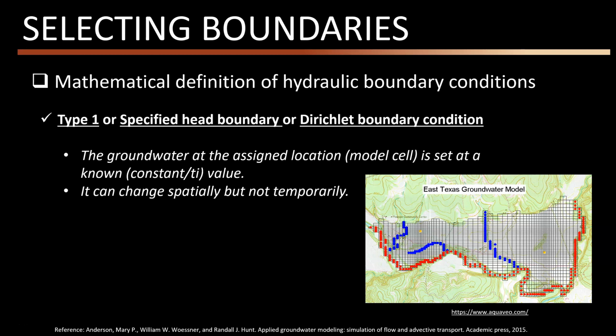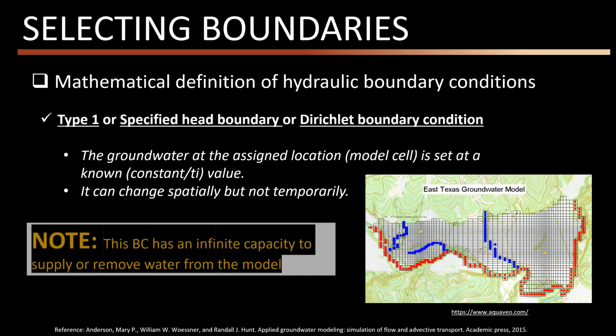I've seen that so many groundwater modelers sometimes had a problem with this, which is not good. It is a very small thing, but it is very, very important. Okay, you need to be careful that this form of boundary condition has an infinite capacity to supply or remove water from the model. So what does it mean?